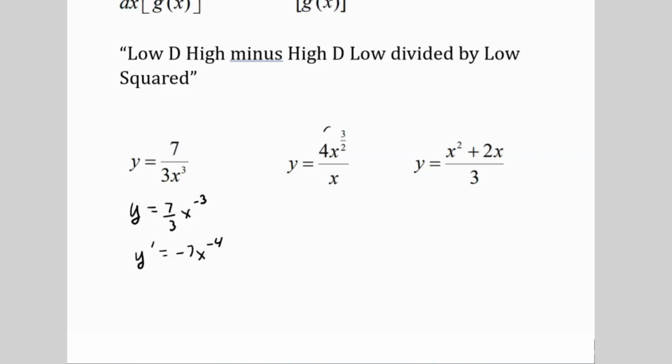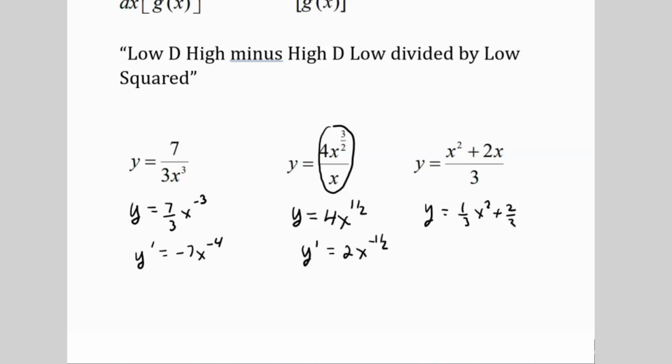The next one again looks like a quotient, but can we rewrite this so we don't have to use the quotient rule? Yes, we can write this as 4x, and by the law of exponents, this would be x to the half. So y prime would be 2x to the negative half. And same thing with this last one. We can easily rewrite this as 1/3 x squared plus 2/3 x because they have the common denominator. So y prime would be 2/3 x plus 2/3.